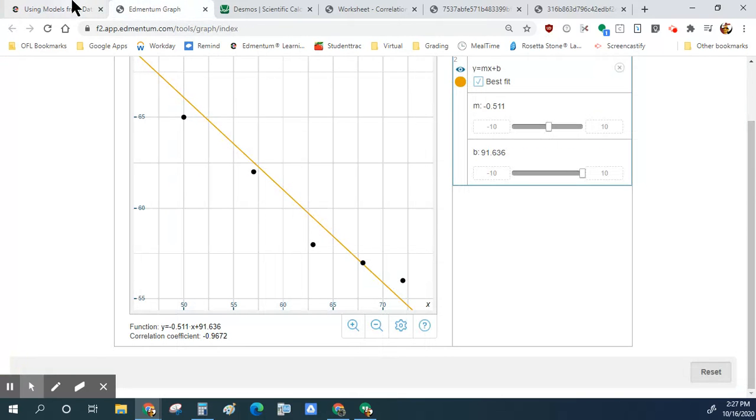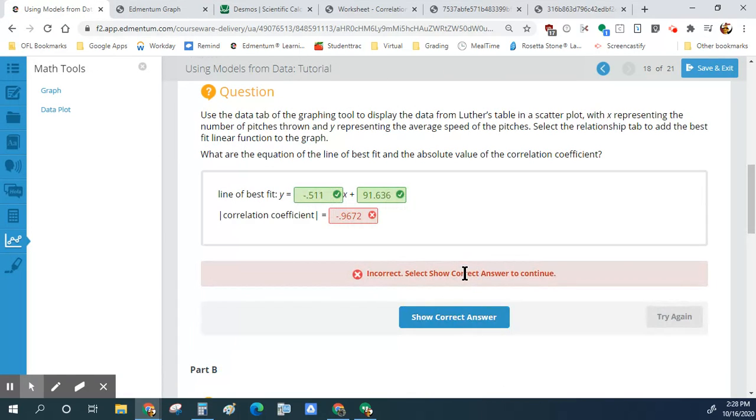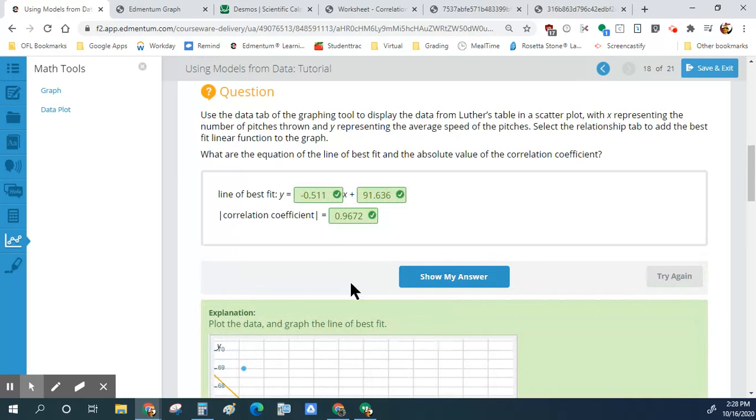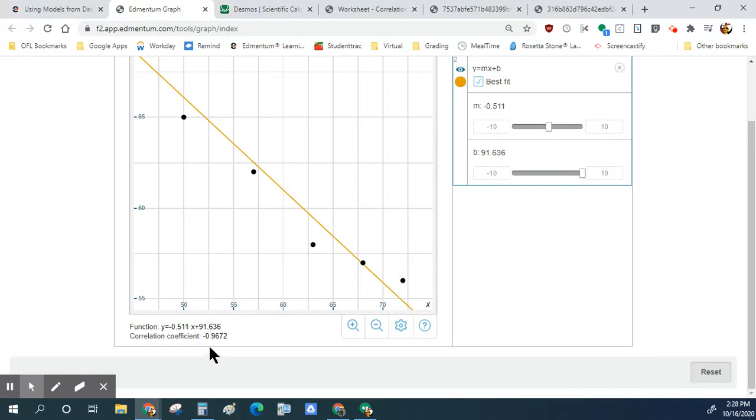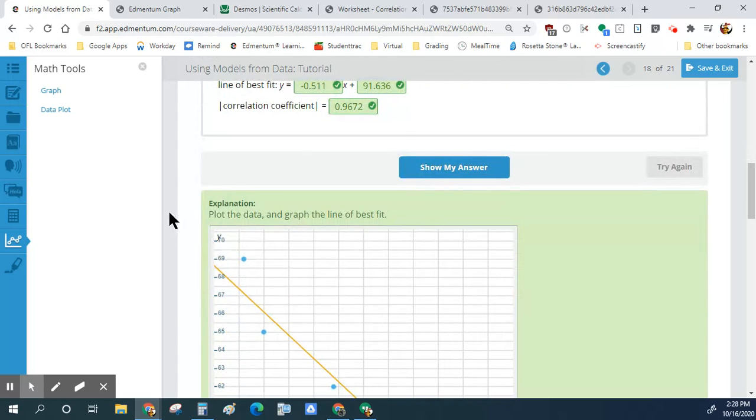91.636. And negative 0.96. 72. All right, why are you being picky? Oh, they wanted the absolute value. They don't care, they just care about how strong it is. To be honest, guys, it doesn't matter if it's negative or positive. If it's closer to -1, obviously that's a strong correlation. So it's fine.